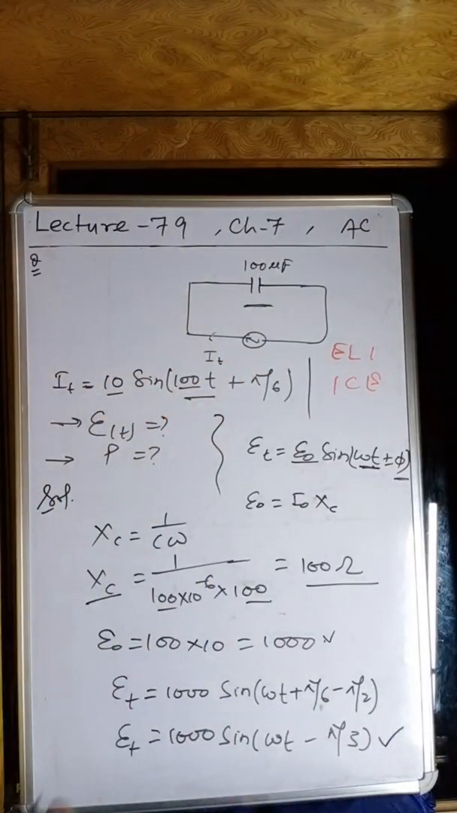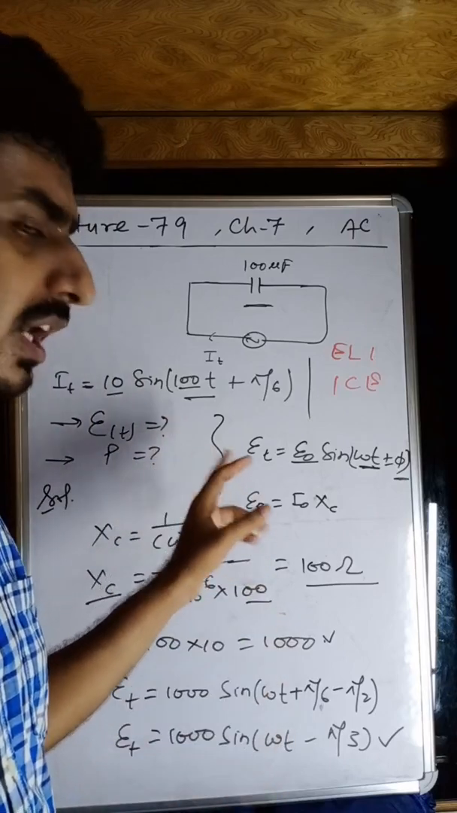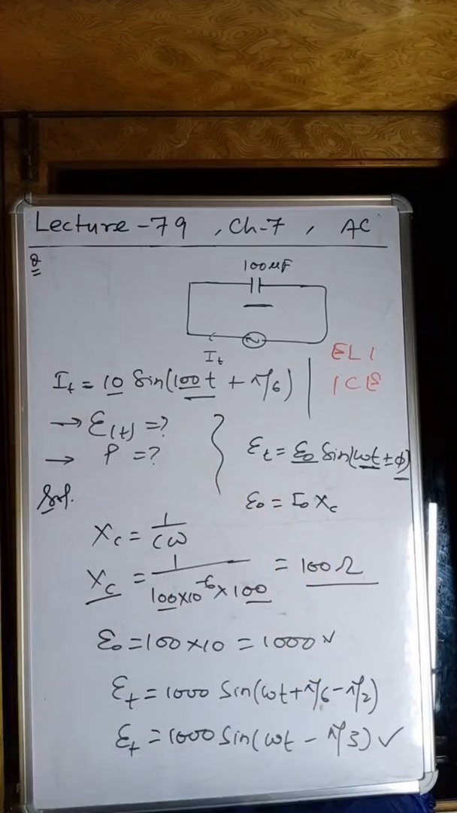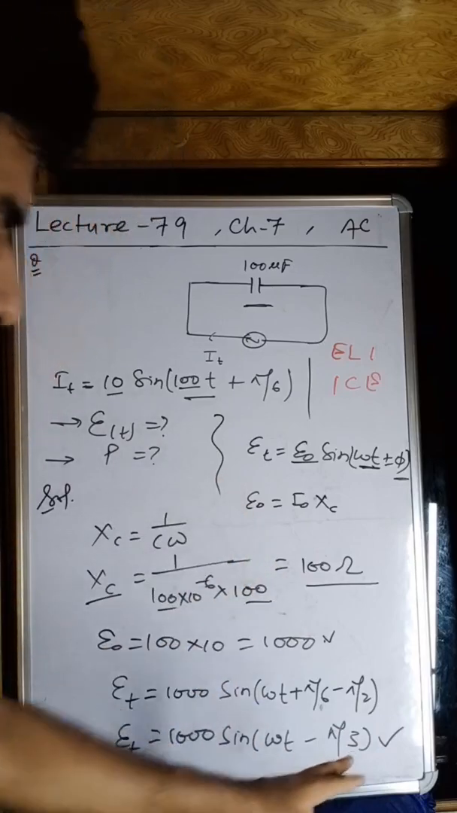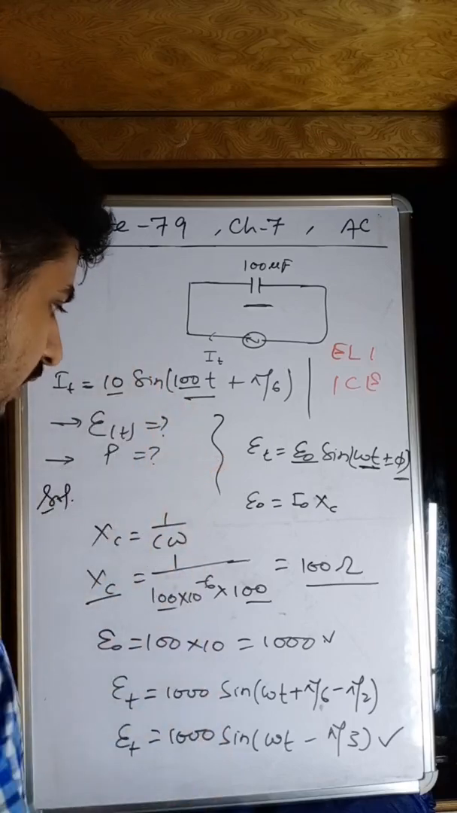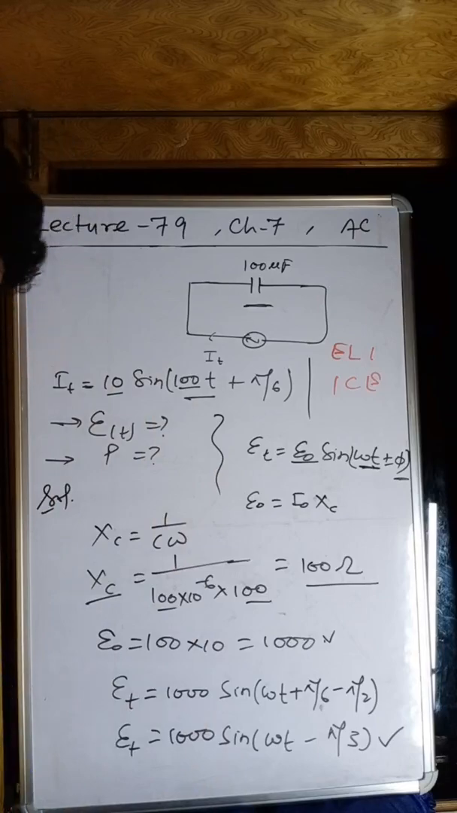Now the second one, we have to find the power. How will you calculate this power? Could you find the power, my dear students? Yes, we know that the power is E RMS times I RMS into cos phi, and we already have the value of phi here for the voltage and the current. We have the phase difference, so we can write the power as well. I hope you understand how to solve this type of question.